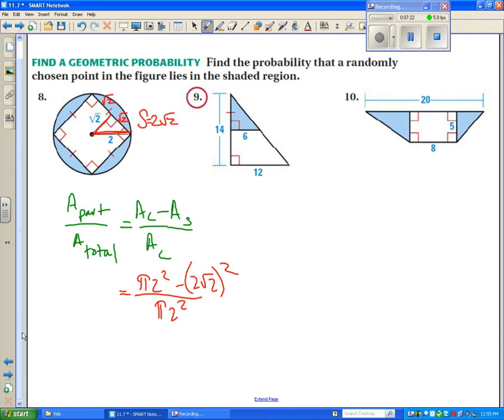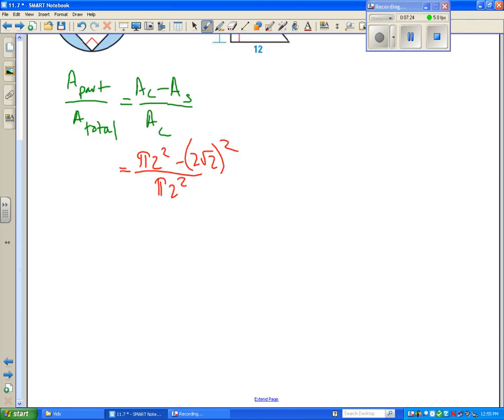Some of you might not know what I'm about to do with the arithmetic, so you might need to pause and review this part that I'm about to say. This becomes 4 pi because 2 squared is 4. That's 4 pi on the bottom as well. These cannot cancel. Common mistake because of this subtraction. You cannot do that. But we still have the 2 root 2 squared, which becomes 4 times 2, which becomes 8. 4 pi minus 8 over 4 pi.